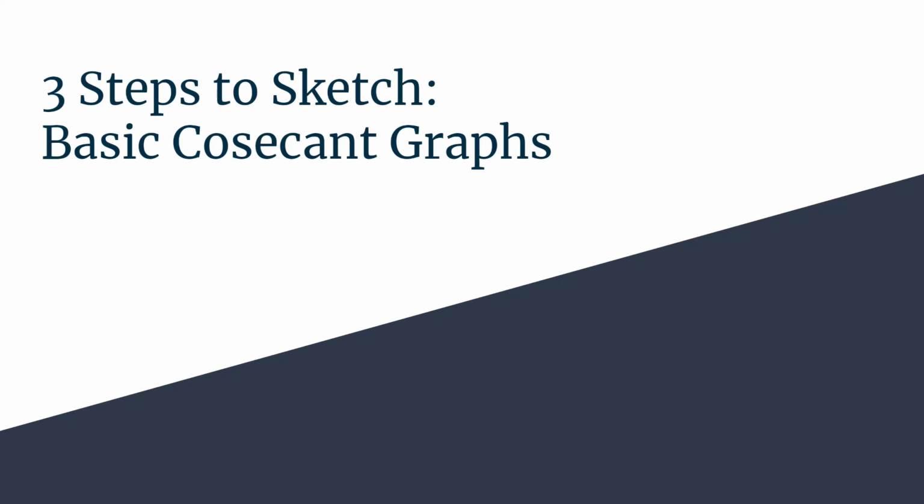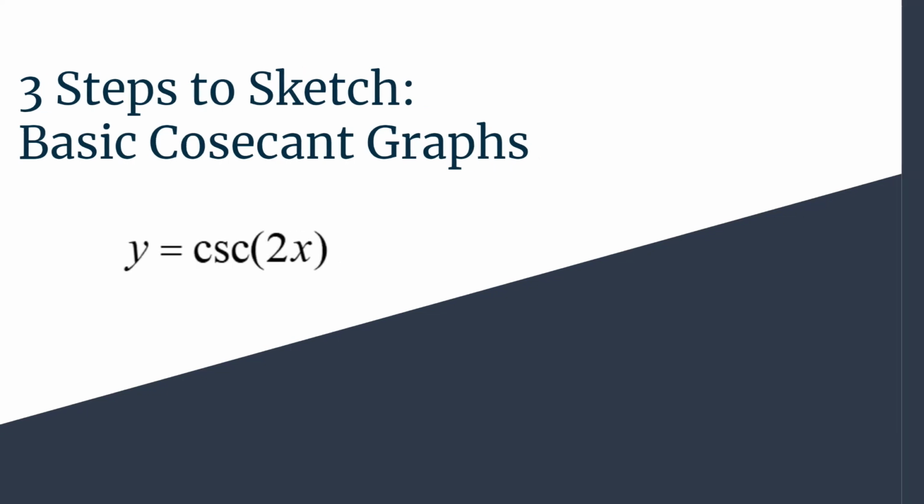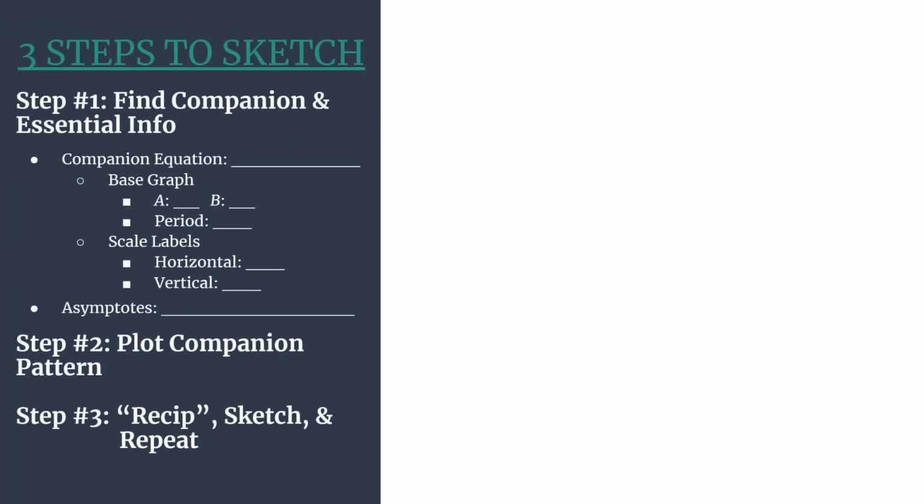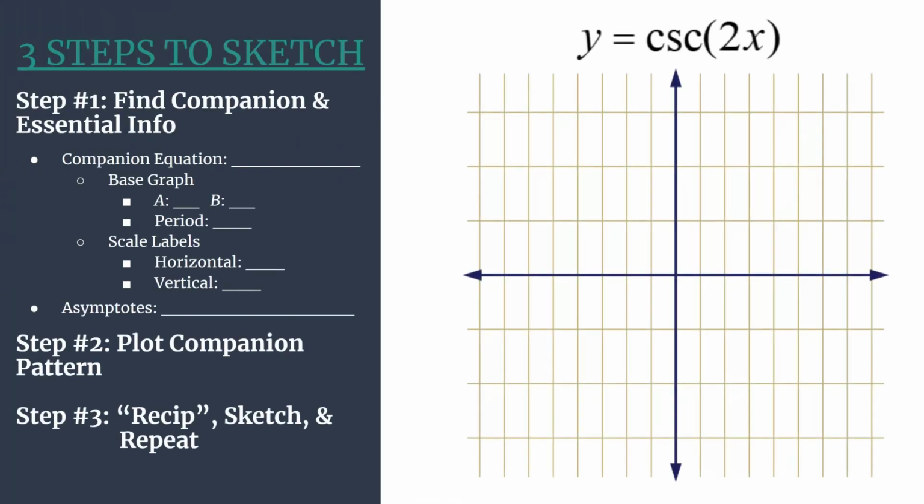In this video, we're going to graph the basic unshifted cosecant graph, y equals cosecant 2x. So here's our template and our grid that we'll use for our graph. As we start, let's notice that our equation is in the general form y equals a cosecant bx. That's how we know that we're dealing with an unshifted cosecant graph, and we can use the basic cosecant template. So we'll get started with step 1.